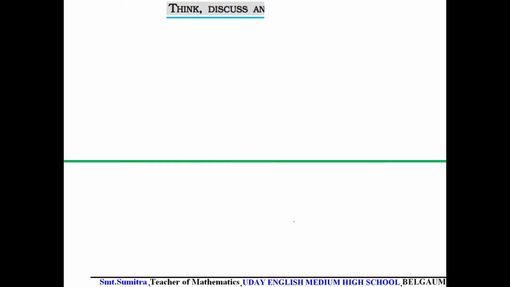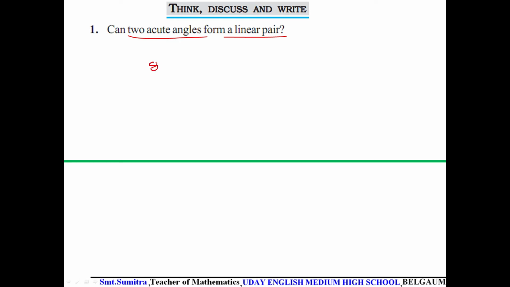Let us discuss a few simple statements. Can two acute angles form a linear pair? For example, two acute angles. Acute angles means less than 90 degrees. I'll take one angle as 89 degrees, the other angle as 80 degrees. The question is, do these two angles form a linear pair? Now I will add these two. If I add these two, we get 169 degrees. But this is not equal to 180 degrees. Therefore, these two angles do not form a linear pair.